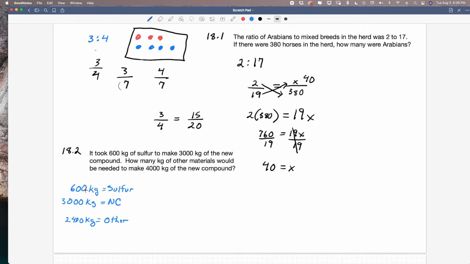So it's a ratio of 600 kilograms to 2,400 kilograms, or you could reduce it by 100 and say 6 to 24, which you could reduce even more because 4 times 6 is 24, and you could say it's a 1 to 4 ratio. So there are 5 parts within this compound.